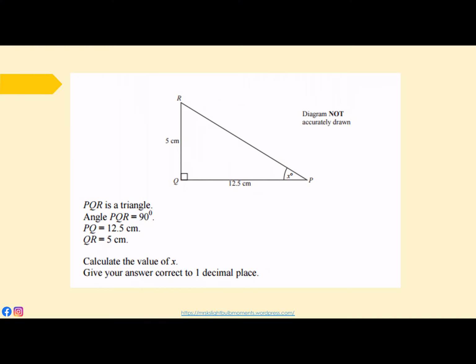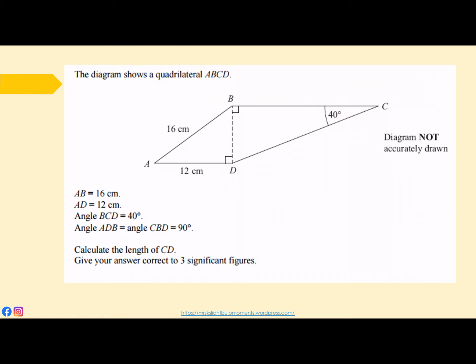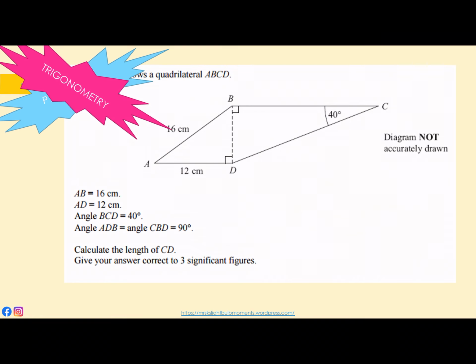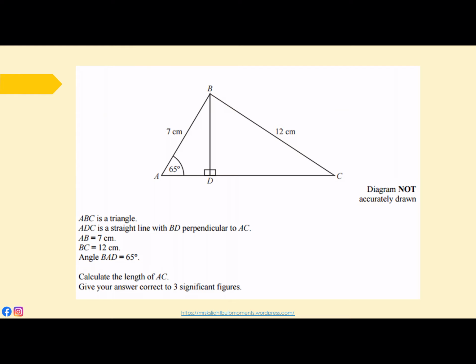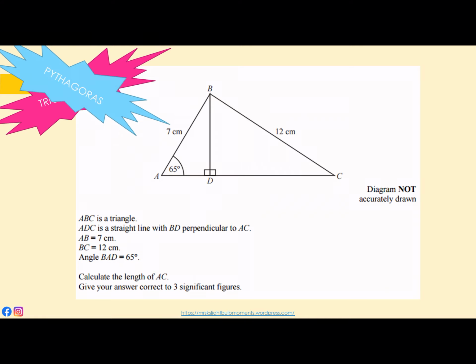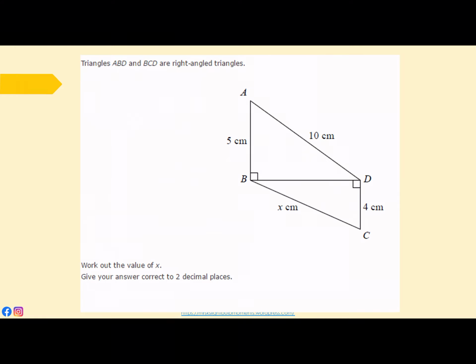This one. Trigonometry, super. This one. Hopefully we got Pythagoras, then trigonometry. Pythagoras to find BD, then you've got enough to do trigonometry to find CD. This one. All right, this is one we actually just did. Trigonometry and Pythagoras there, both of them.